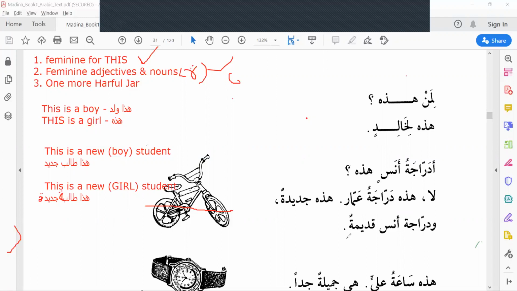ودراجة أنس قديمة. قديم means old. Since it's feminine, we are using قديمة. Anas's bicycle is old. Darrajatu Anasin, why Anasin? It is a mudafun ilayhi. Wa darrajatu Anasin qadimatun. Anas's bicycle is old.